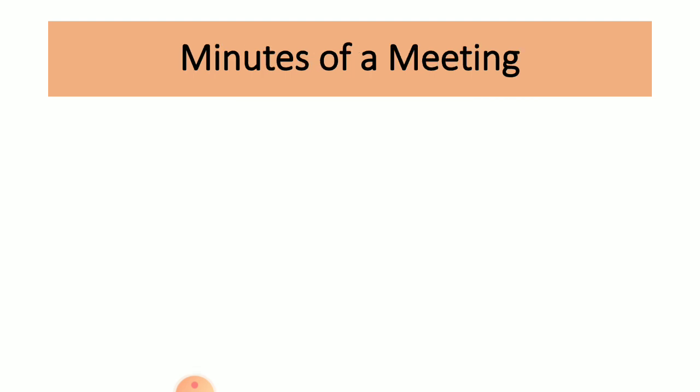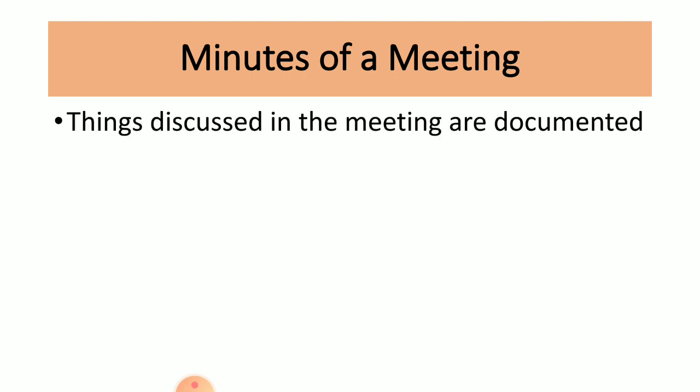A third important communication material is the minutes of a meeting. Organizations, institutions, agencies, and even smaller units or offices hold meetings from time to time. So it is important that things discussed in the meeting are documented. That is the minutes of the meeting. So that is a documentation of the things discussed in the meeting. That is important because you can always refer to them when issues arise in the future.